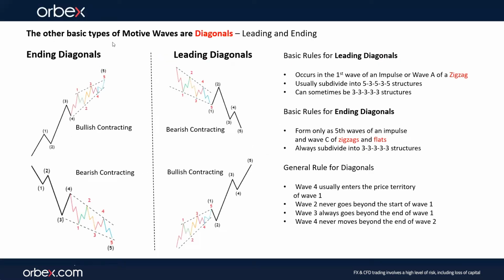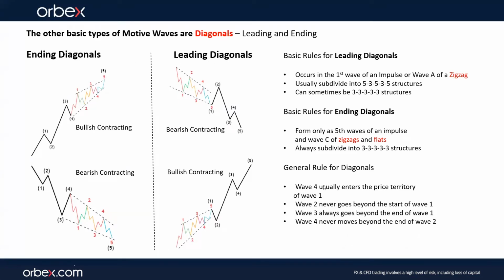So the other basic types of motive waves are diagonals. They come in 2 different patterns, leading and ending. I've tried to keep this all in one diagram so it's a lot easier to see. So we've got ending diagonals and leading diagonals. Now, the basic rule for leading diagonals is it occurs in the first wave of an impulse or wave A of a zigzag. We'll look at zigzags shortly, but because it's leading, the clue is in the name. Leading means we are starting the wave. So it can only be in the first wave of these 2 patterns.